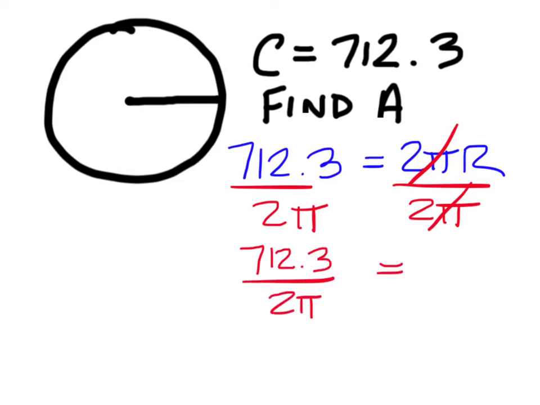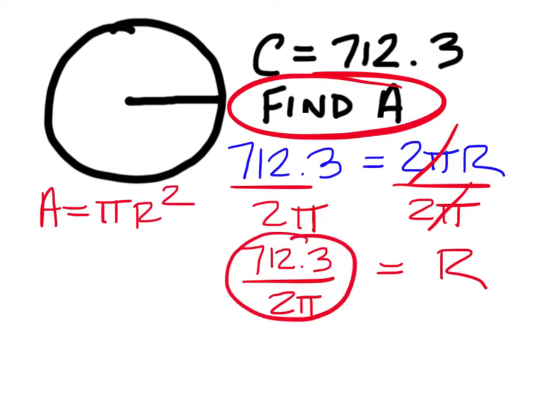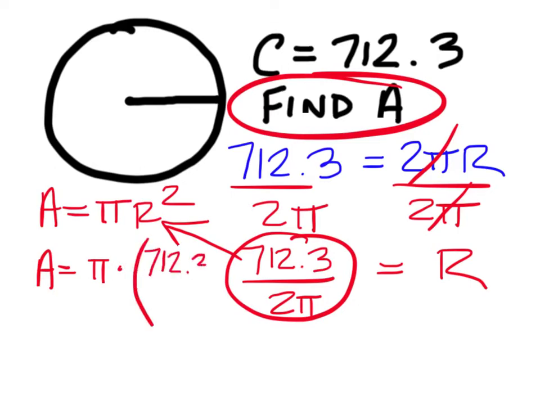We have r now, but what we're looking for is A. It's the area. So don't forget that the area formula is A equals pi r squared. What you want to do is plug in this value for r. Don't simplify it yet. A equals pi times 712.3 over 2 pi, and you have to square that quantity.